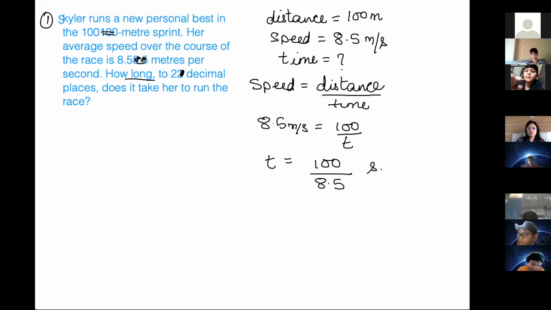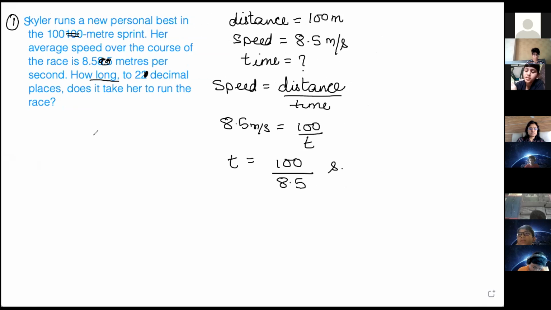Ma'am, I didn't understand the statement, how long to 2 decimal places. Two decimal places means that when you are finding the answer, your answer should be till 2 decimal places. After the decimal, 2 digits should be there.